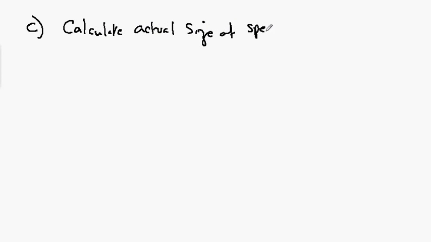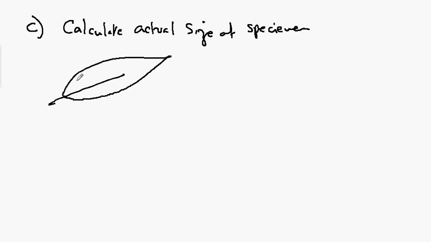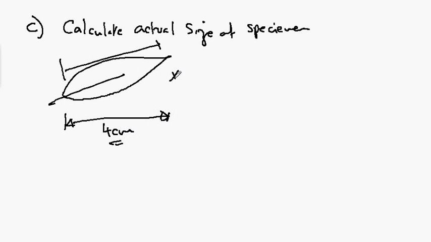A third situation, part C. In part C, we're going to calculate the actual size of the specimen, the real thing. So the information we have is an image, and the length of this image has been measured on the paper, just the paper image, the picture length, at 4 centimeters. So you just put your ruler on here and measure the length, 4 centimeters. We already know that the magnification is ×4.